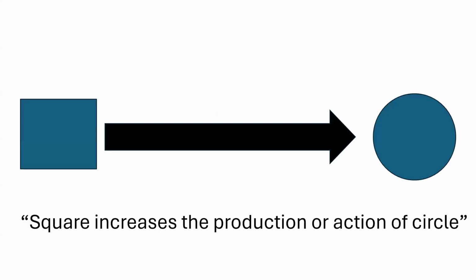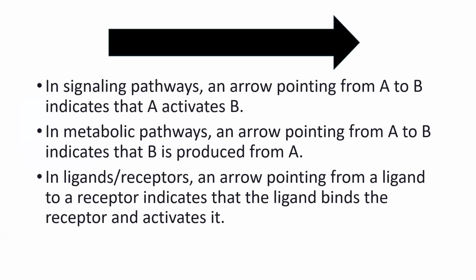All right, so I'm going to give you some life skills here. You can amaze and impress your friends and enemies by being able to read systems biology diagrams. Ooh, this will change the world. So if you see something in a systems biology diagram, like a square with an arrow pointing from the square to the circle, you read that as square increases the production or action or activity of circle. Right? That's what the arrow means.